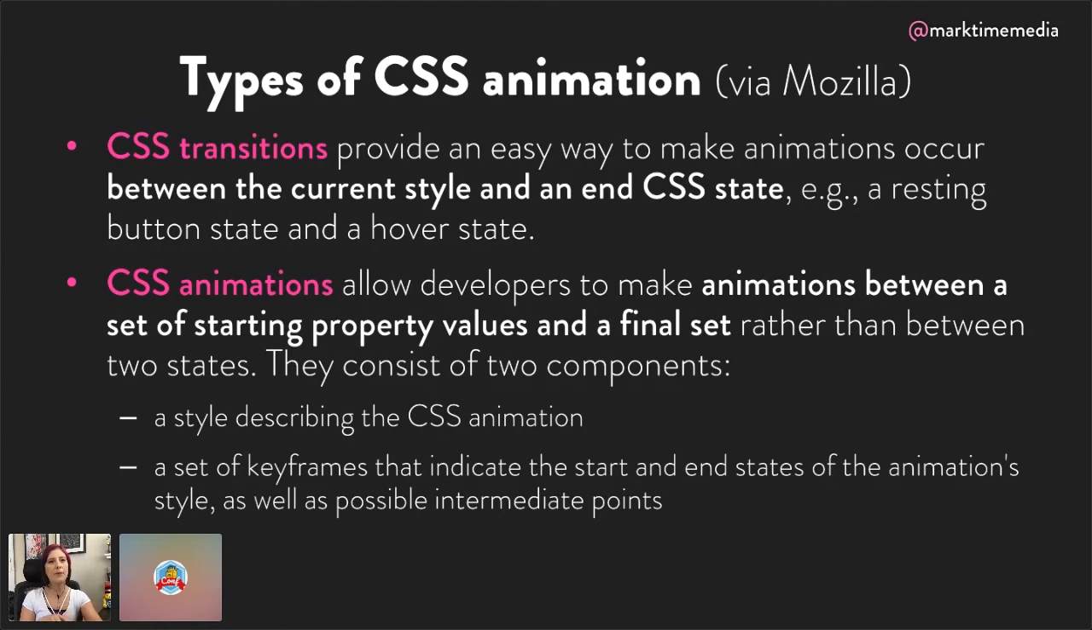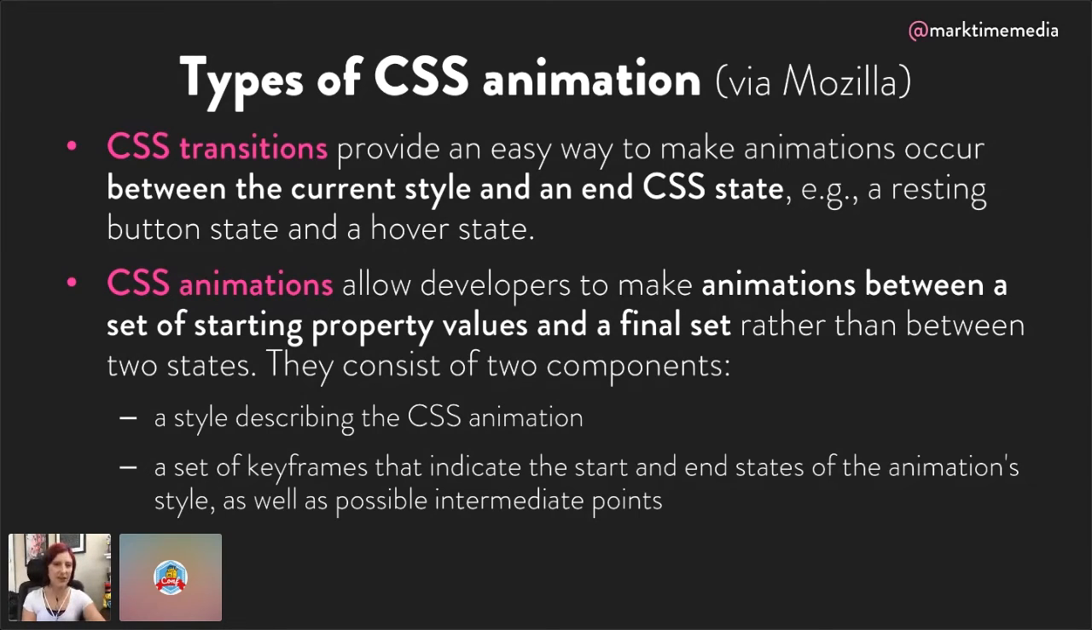But basically, Mozilla is saying that there's a couple different types of CSS animation. There are CSS transitions, which provide an easy way to make animations occur between the current style and an end style. So basically, if you're transitioning between a current state and a hover state or something like that, you can change the timing of those things, you can change the easing of those things. You're basically transitioning between two specific styles.